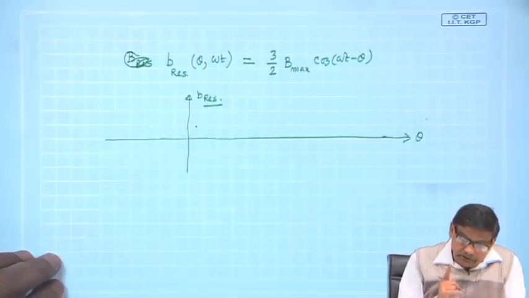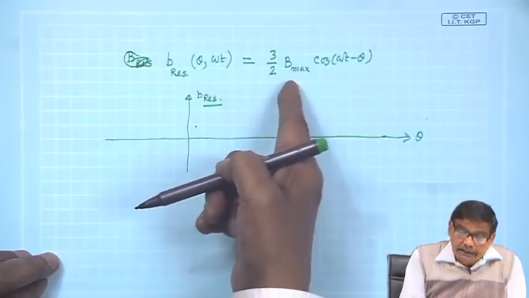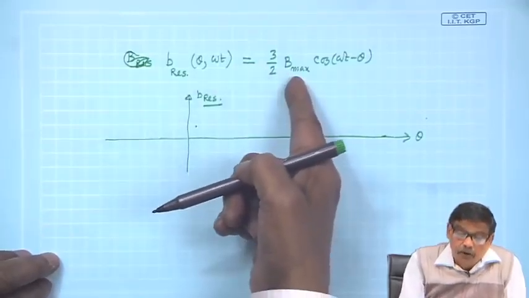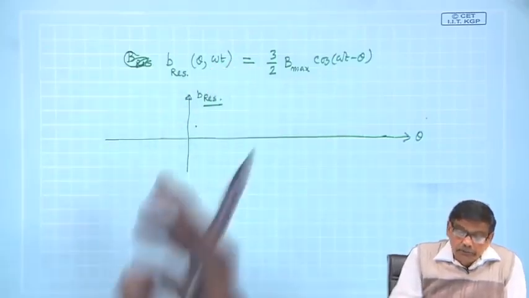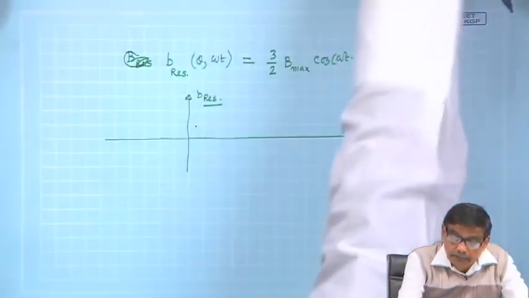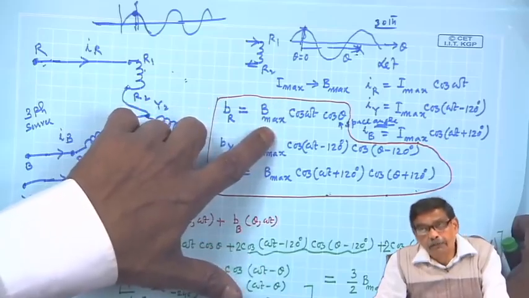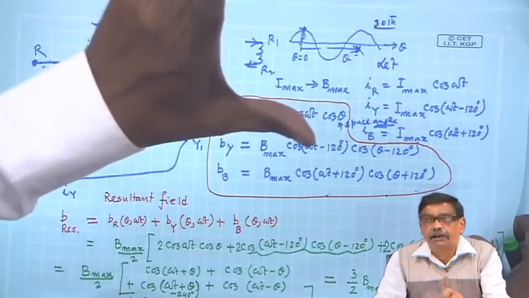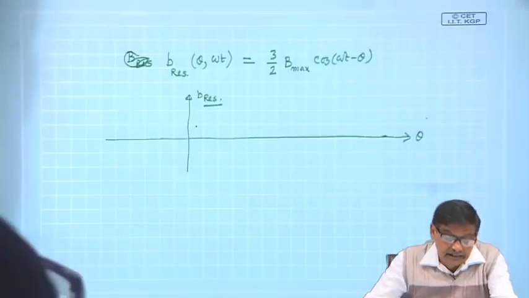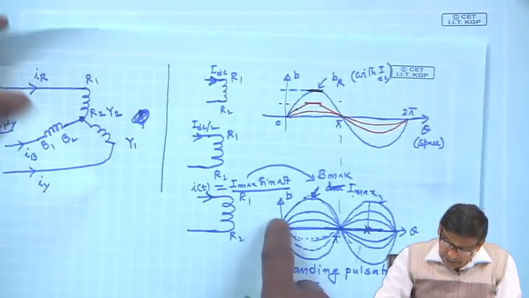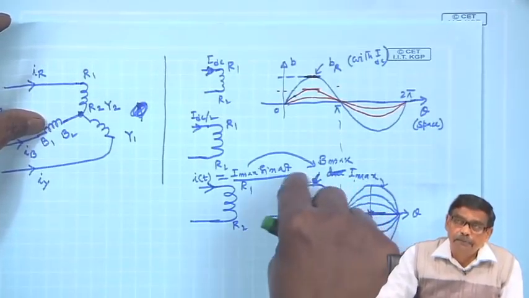Before that, you must notice one thing: what is B max? B max is the maximum value of the flux density distribution contributed by a particular phase. For example, B max is nothing but, when one phase carries maximum current, the maximum field. That B distribution is B max, the individual standing pulsating wave, the maximum swing this B will have.